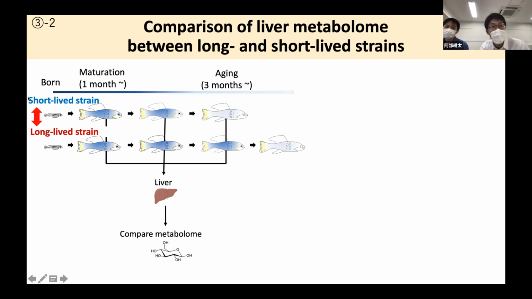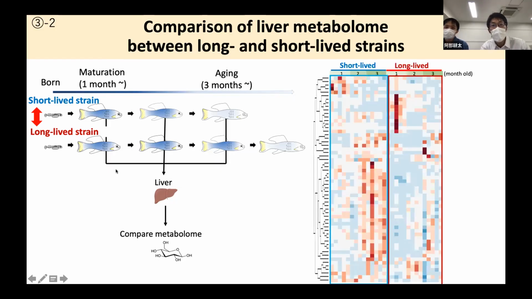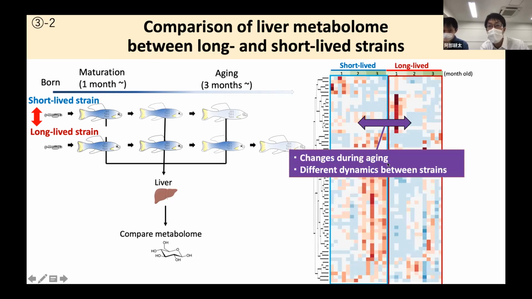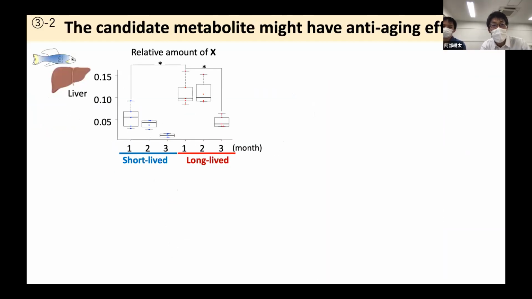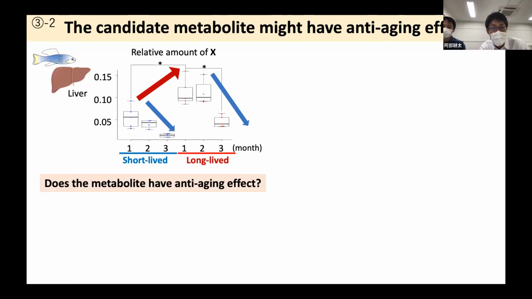So actually, there are two strains, short-lived strain and long-lived strain. And by comparing these samples, we focused on metabolites that show the significant changes during aging, and also that show different dynamics between strains, the short-lived strain and long-lived strain. And now we are focusing on metabolites. And today, please pardon me for hiding the exact metabolite name. This is still preliminary, and we'd like to present in detail in the near future. Anyway, the amount of this metabolite is significantly high in the long-lived strain, and the amount gradually decreases during aging. So now we hypothesize that this metabolite might have anti-aging effect.